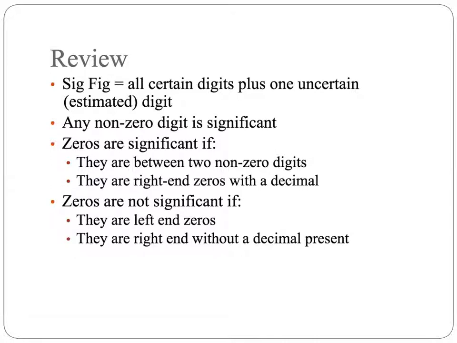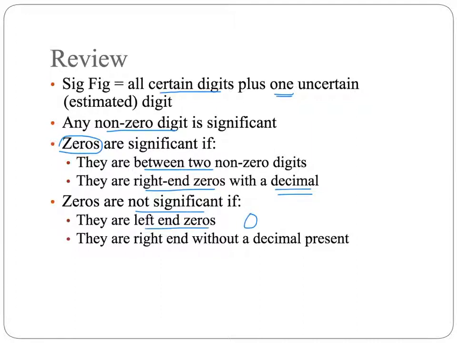Just a quick review. Remember, significant figures include all the digits that you are certain of in your measurement, plus one uncertain or estimated digit. Any non-zero digit is significant. The zeros are the tricky ones. They're significant if they're between two non-zero digits, or they are right-end zeros in a number that has a decimal point. Zeros are not significant if they are left-end zeros.